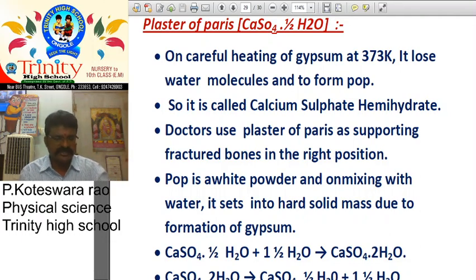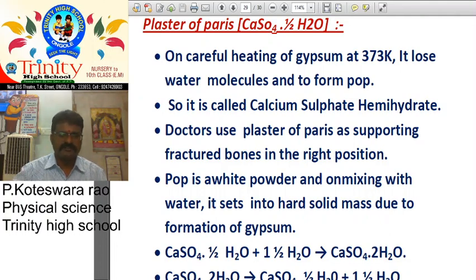Then if we add 1.5 moles of water molecules, what happens? Immediately it changes into the solid state, gypsum. What is the formula of gypsum? CaSO4·2H2O, calcium sulfate dihydrate. This is the equation: CaSO4·½H2O plus 1.5 water molecules gives CaSO4·2H2O.